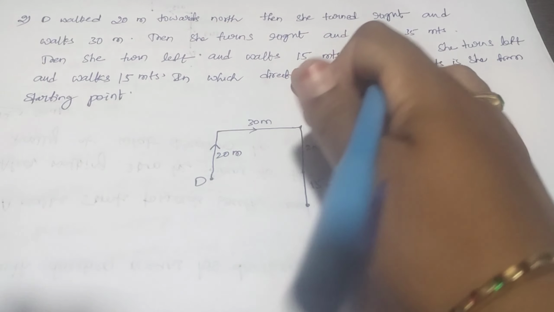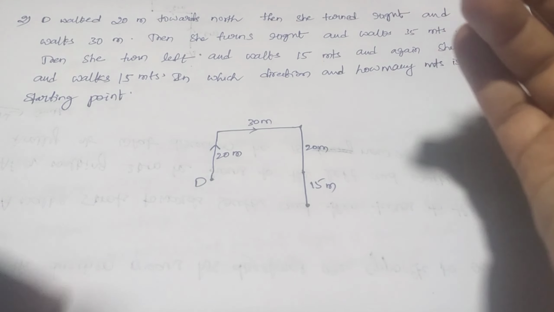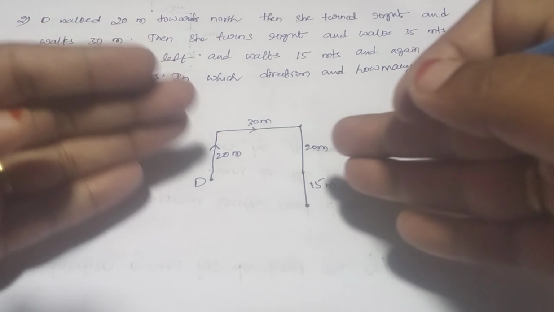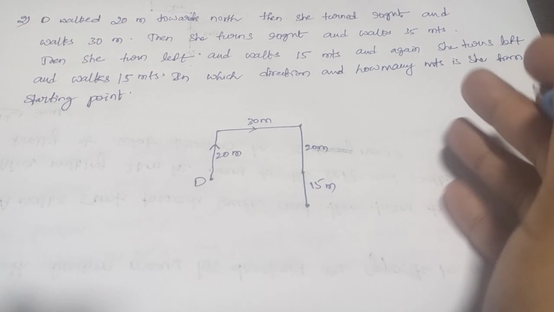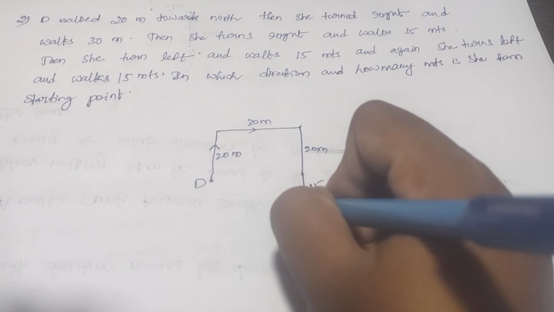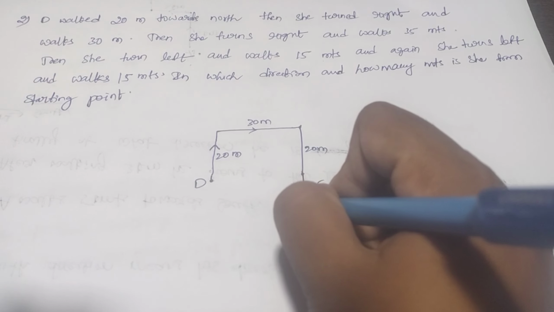She turns left and walks 15 meters. Now she is in south direction. Her left is our right. If she is in south direction, our right is her left. Okay. Our right is this side. Right. Now walks 15 meters.